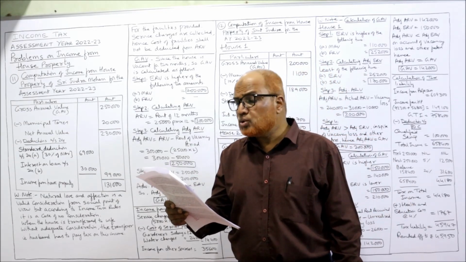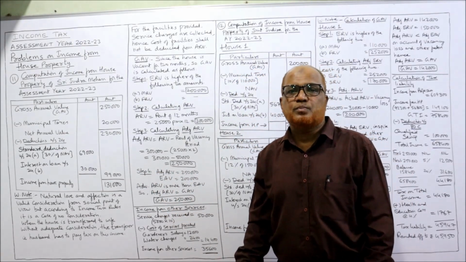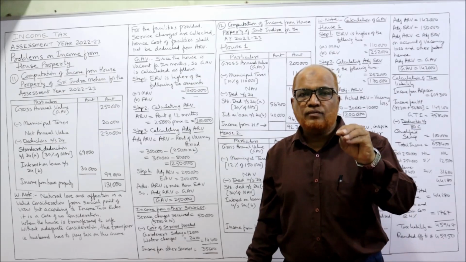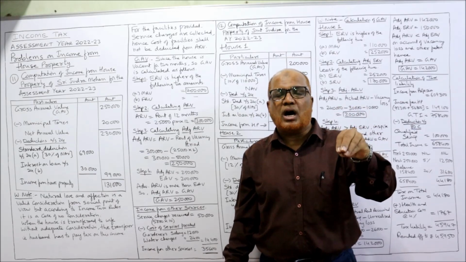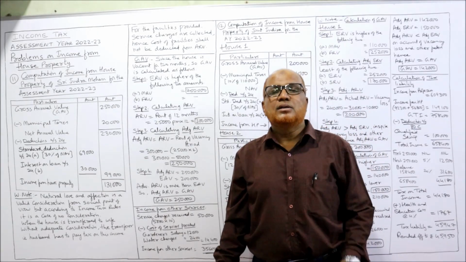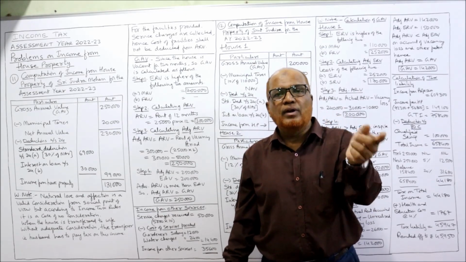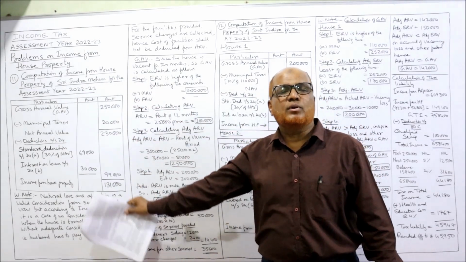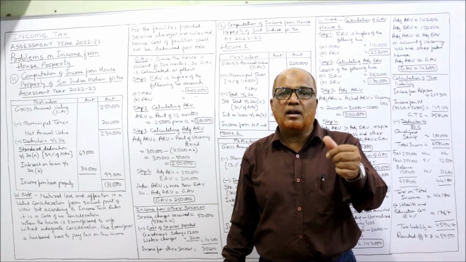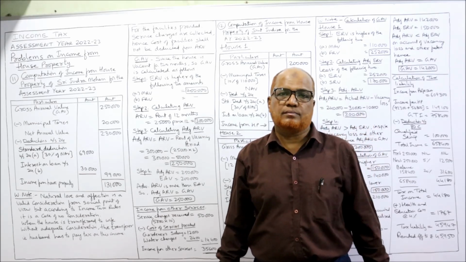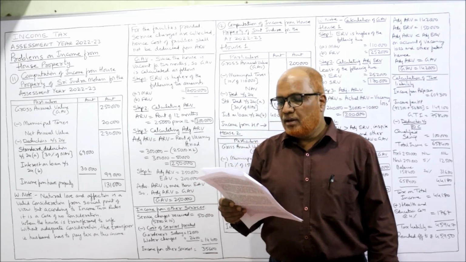Now, actually the house was let out for a rent of 30,000, including 5,000 for services provided. That means the rent of the house is 25,000 and 5,000 rupees are charged for services provided. So the Income Tax Act says only the rent of the house will be taken under the computation of income from house property. The service charges taken will be taxable under income from other sources, right? So here, out of 30,000 we take only 25,000.